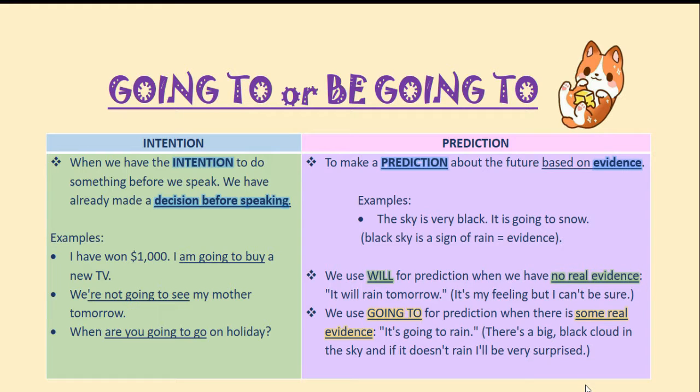At the beginning, I mentioned that I'm going to explain a little bit more about the prediction part, okay? It's because we can also use will to refer to predictions. But what is the evidence when we use will? That we have no real evidence. It's something that we assume, that we think, that we imagine will happen, okay? So it says, it will rain tomorrow. It's my feeling, but I can't be sure.